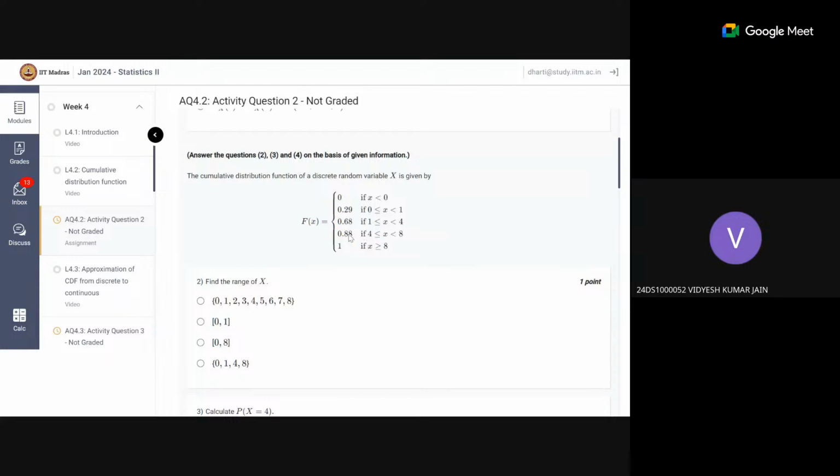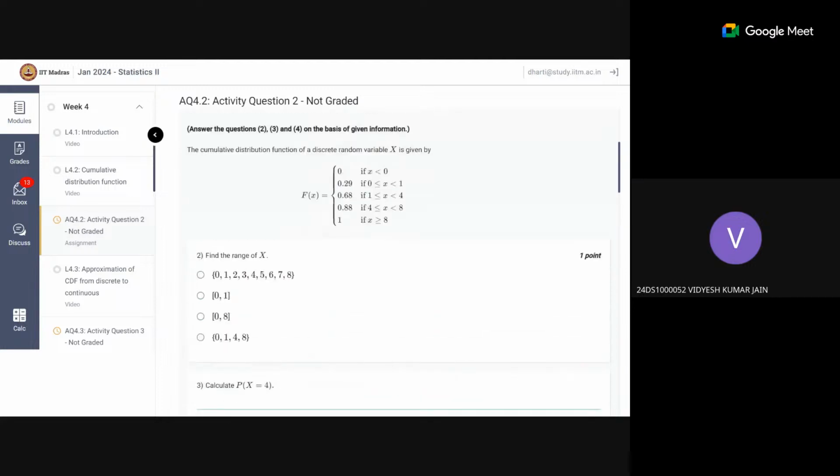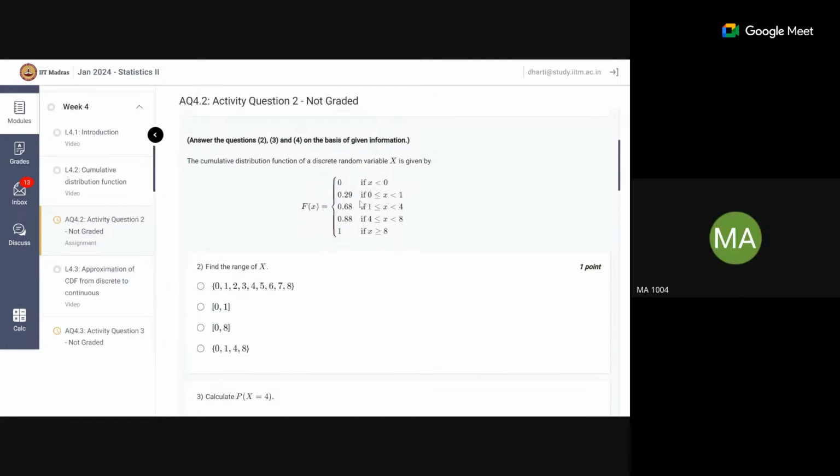here it is x is greater than or equal to 4. But how are they doing the calculation 0.88 minus 0.68? But when we see, the 0.88 is for x is greater than or equal to 4, not x is less than or equal to 4.